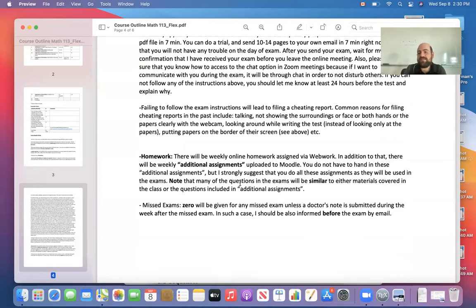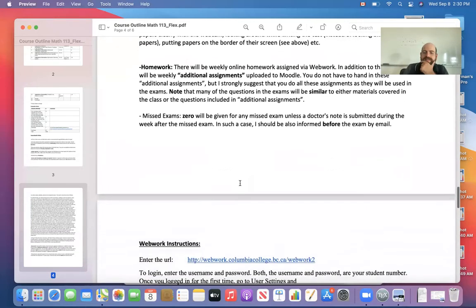But you don't have to hand in those additional assignments. Just do them for your own practice and to get prepared for the tests. So most questions in the tests are similar either to lecture notes or these additional assignments or web work questions. So most questions in the test are similar to one of these 3 sources: lecture notes or additional assignments or web work questions.